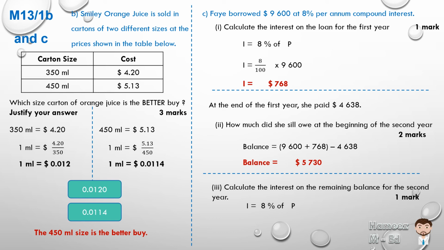And part 3, calculate the interest on the remaining balance for the second year. So interest is still 8% of the principal. Remember, this is a reducing balance. So the balance is no longer that she's owing $9,600, so there's no reason to charge 8% on that, but to charge 8% on the balance, which is 8% of $5,730. 8 over 100 times 5,730 works out to be $458.40.